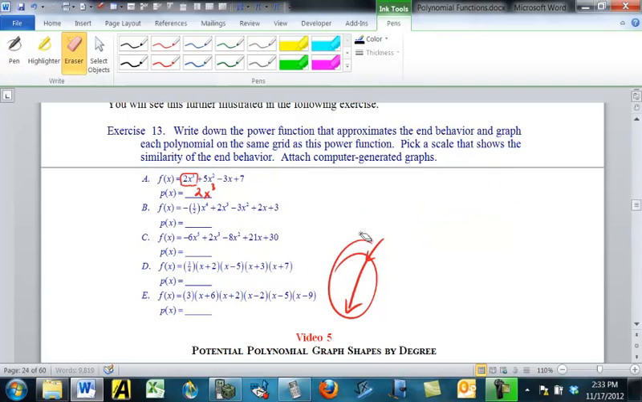Okay? So I think that's enough for this video. We'll come back in the next one and continue to talk more about polynomial functions and their shapes, and we'll look at a lot of different examples in that video.